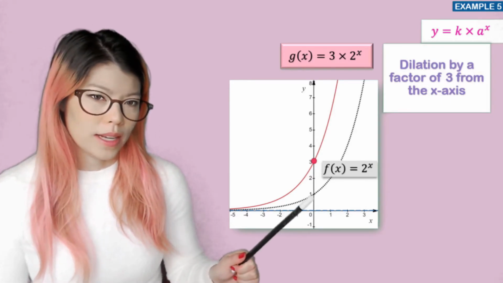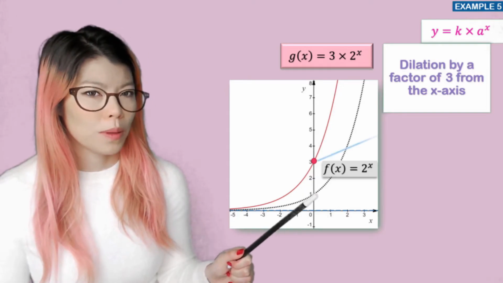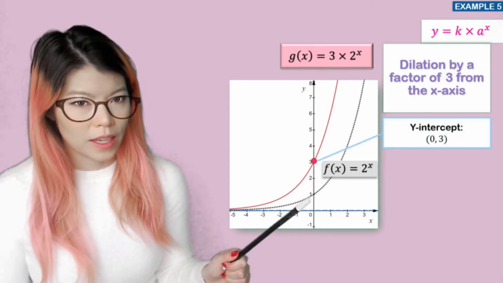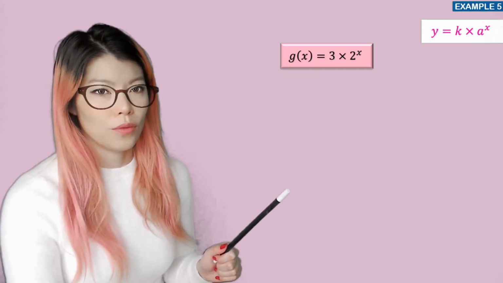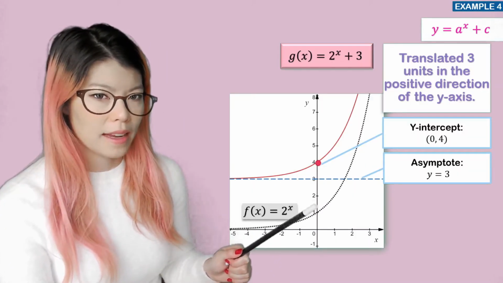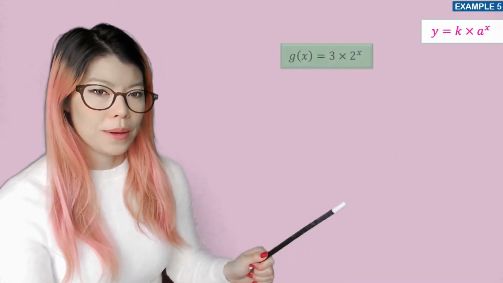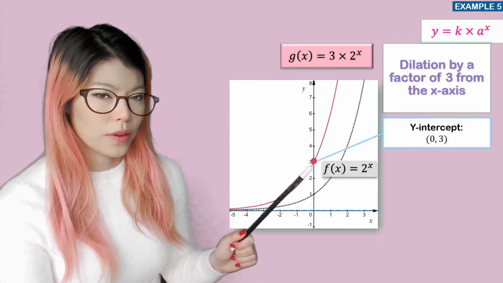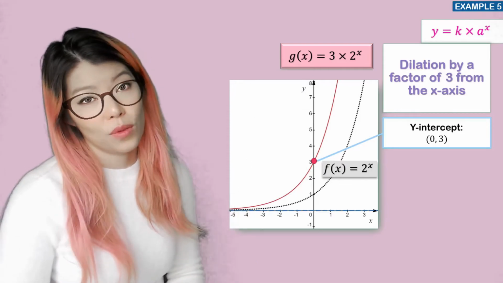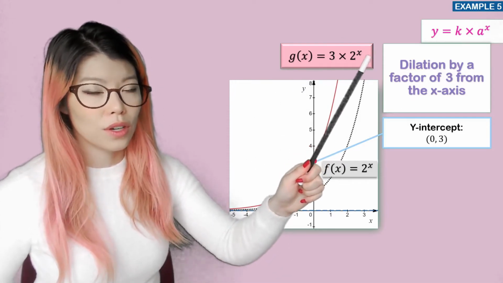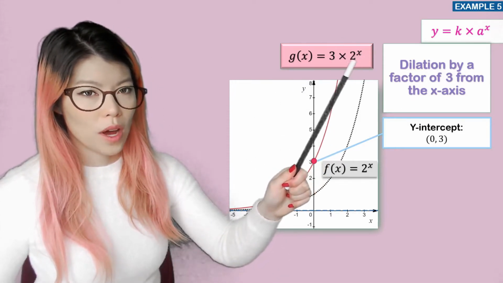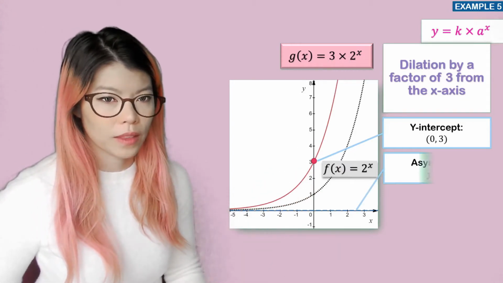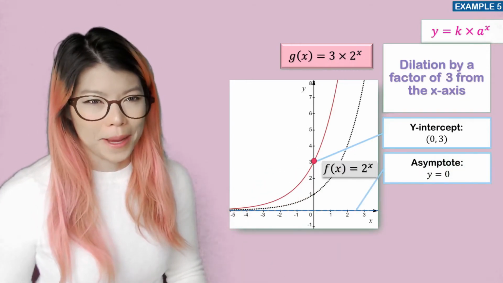Again, our y-intercept has changed. Instead of 1, multiply that by 3 gives us (0, 3). So in the previous example, for the y-intercept, we added 3, so that's why it's 4. But in this example, we're multiplying by 3, that's why it's (0, 3). Be very careful. The easiest way to do it is just plug in x is 0, 2 to the 0 is 1, 1 times 3 is 3. And the asymptote is still the same.